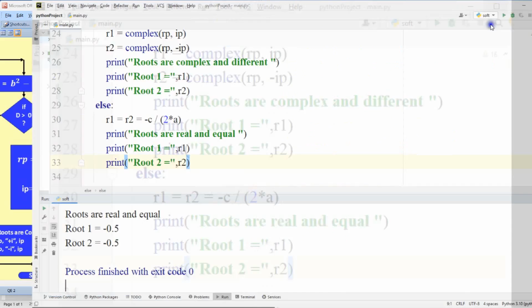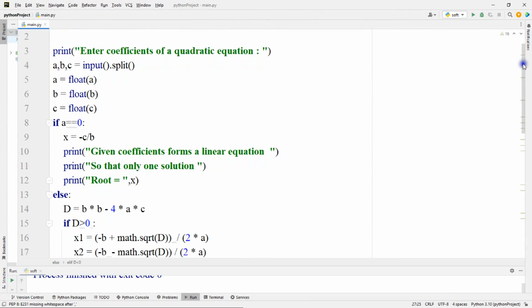The final program is like this. Please make a note of this program and execute it yourself.